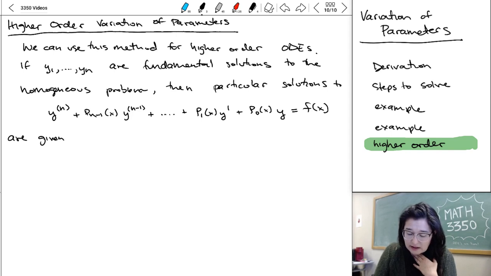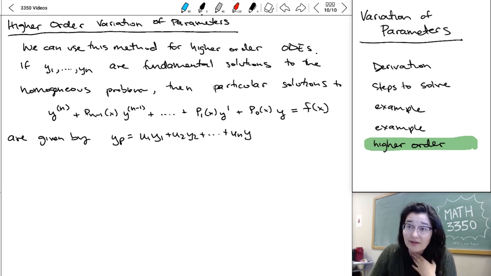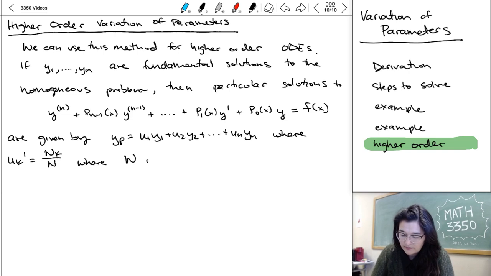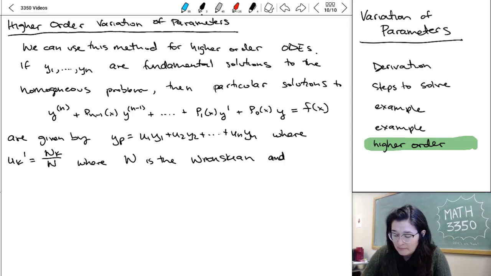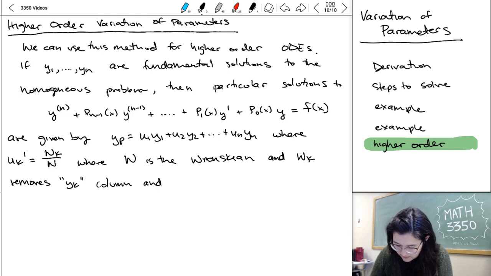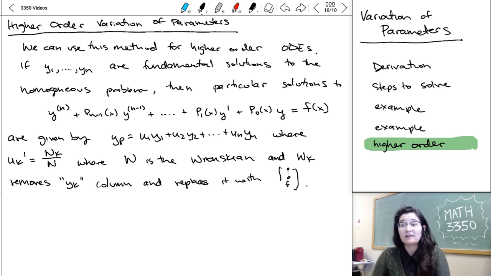So the solutions are given by y sub p is equal to u1 y1 plus u2 y2, all the way down through that nth solution in your fundamental solution set, where the derivative of each u is given by some Wk over W. And W is the Wronskian, same as before. And Wk is going to follow the same rule as those two other matrices we built in our 2x2 example. It's going to take away one of the columns, and it's going to replace it with something that's all 0 and then puts f at the very bottom.